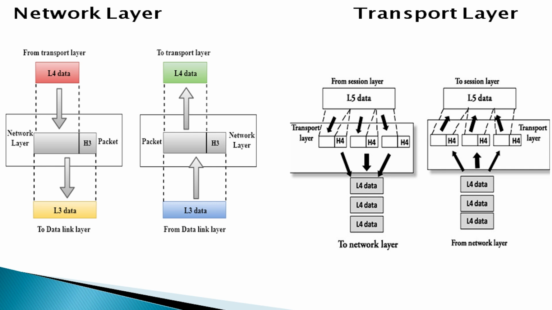Packetizing. A network layer receives the data from the upper layer and converts it into packets. This process is known as packetizing. It is achieved by the Internet Protocol. Next one is the transport layer.